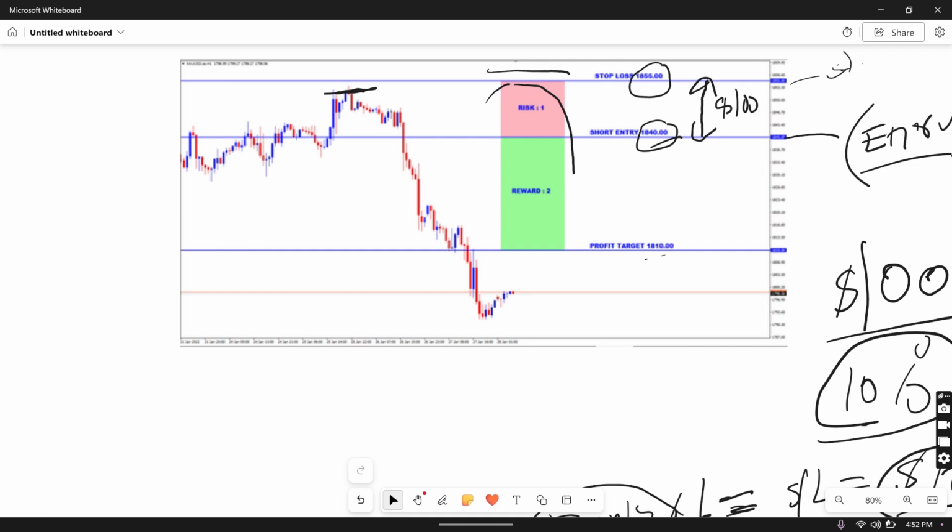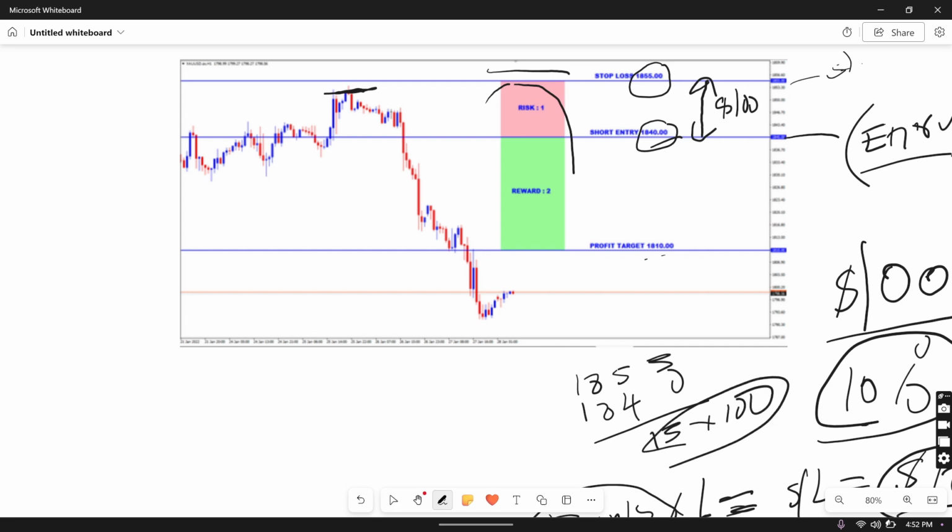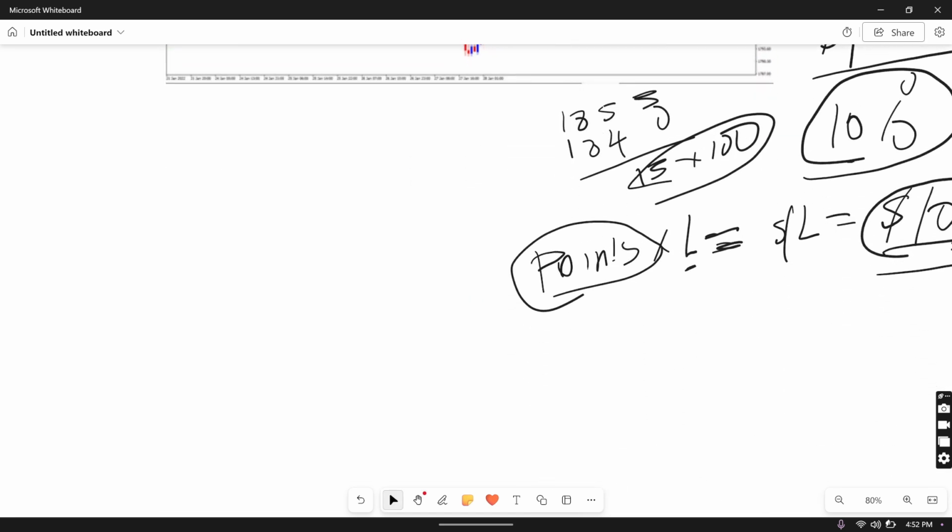So if you subtract 1840 from 1855, okay, you get how much? You get 15 times 100. How many points are you going to get? You're going to get 1,500 points. Okay, now you have 1,500 points. That is actually the stop loss. So the stop loss is placed at 1,500 points, times the lot size is equal to $100.